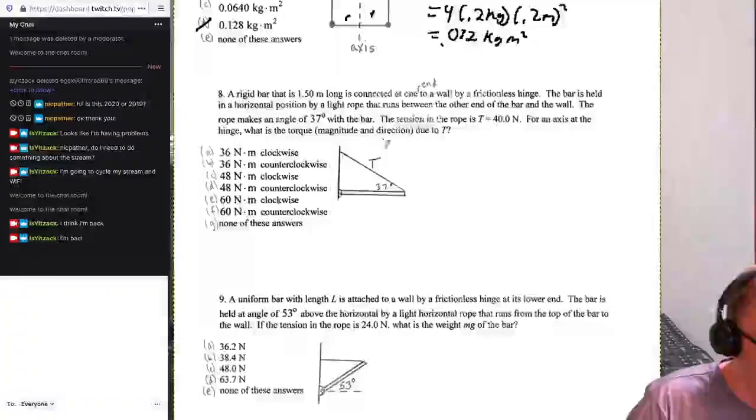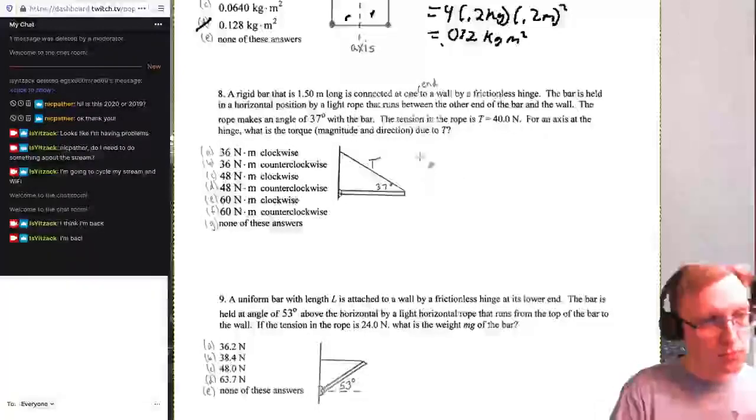A rigid bar that is 1.5 meters long is connected at one end to a wall by a frictionless hinge. The bar is held in horizontal position by a light rope that runs between the other end of the bar and the wall. The angle is 37 degrees. Tension in the rope is 40 newtons. For an axis at the hinge, what is the torque due to T?